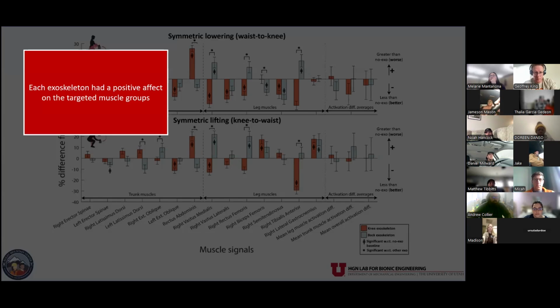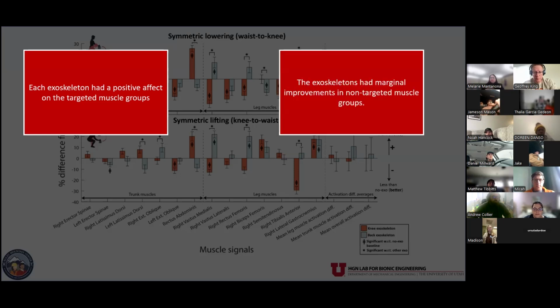I've kind of just broken up the findings of this plot into 4 main points for you guys. And the first of which is that each exoskeleton did have a positive effect on the target muscle group, meaning that the powered knee exoskeleton helped to reduce muscle activation in the legs, and the passive back exoskeleton helped to reduce muscle activation in the back. That's great. It's kind of what you would expect.